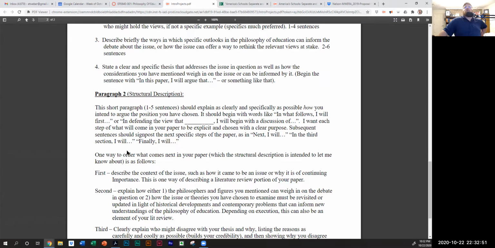Okay. Now, one way to order what comes next in your paper is as follows. And frankly, many papers, if not most papers, should have something like this sort of structure. First of all, you should tell us more about this issue, right? Your thesis is answering the issue question. And therefore, in the first section of your paper, I should probably hear more about this issue, get a little bit more of the background. So describe the context of the issue, such as how it came to be an issue or why it is of continuing importance. This is one way of describing a literature review portion of your paper, right? So if this is a journal article, this context section is what you call the lit review section.